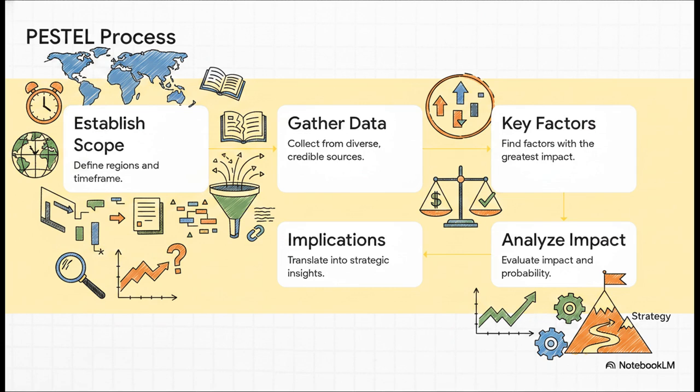Pro tip here, don't just list everything, right? Focus only on the forces with real, tangible impact. After that, analyze the probability of those forces disrupting your supply chain or ideally doubling your revenue. And finally, pinpoint the strategic implications. Remember, you aren't just making a grocery list. You are translating external chaos into actionable insights.